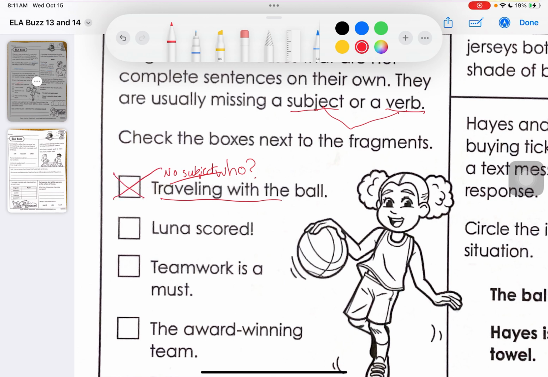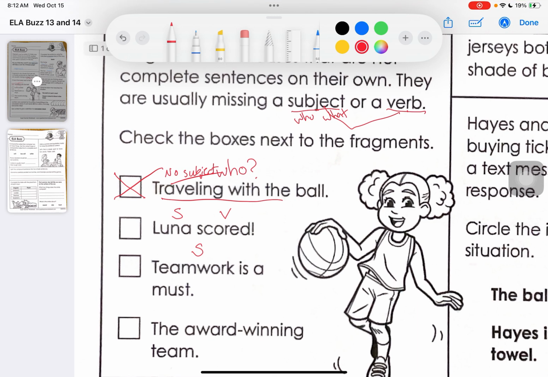Luna scored. This is the subject. So what did she do? Verb, scored. Luna scored. Subject and a verb. Check. Teamwork is a must. Who or what are they talking about? Teamwork. So the subject can be who or what. Basically, what is the sentence talking about? And then the verb, believe it or not, is.